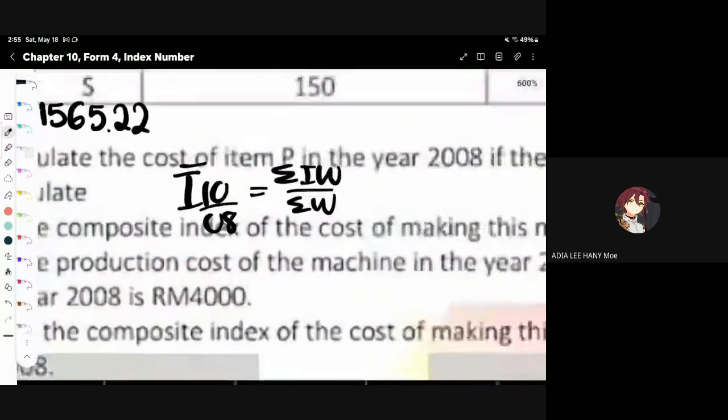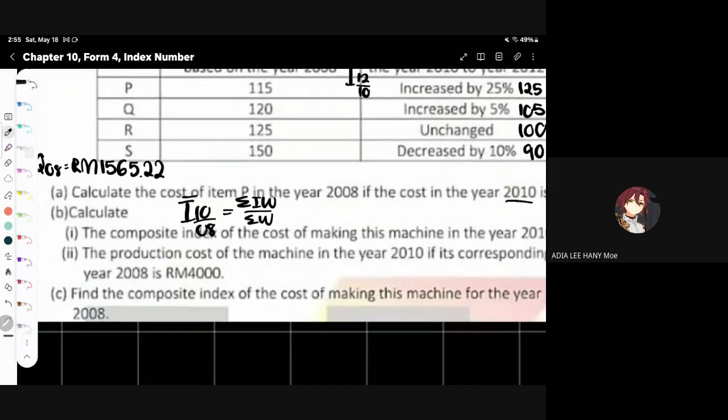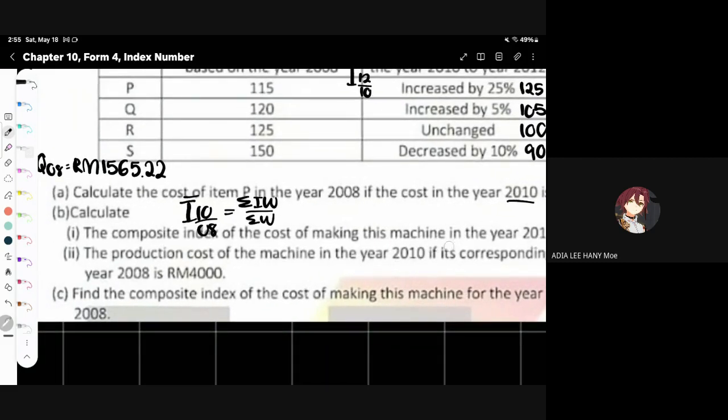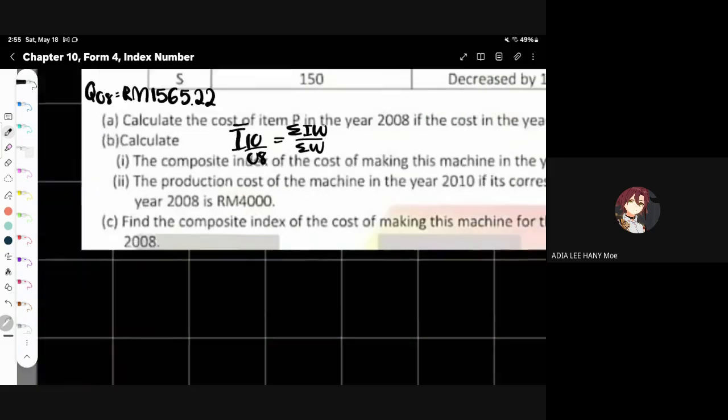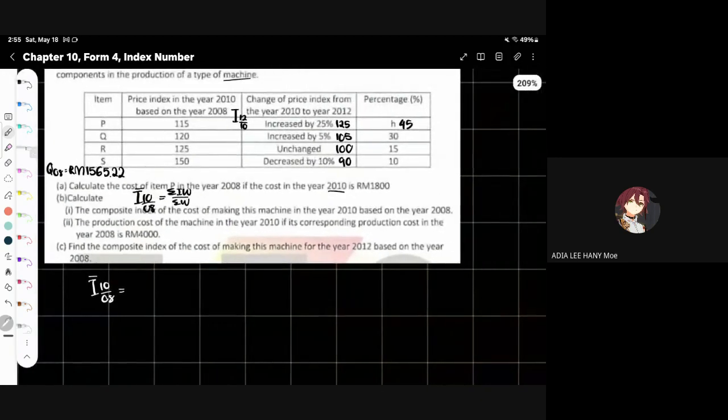Of course they mention cost, but did they mention the actual cost? No, they only mention the cost of making this machine. So we use this formula here. If I write it, I10 and 08 equals the sum of IW over the sum of W.